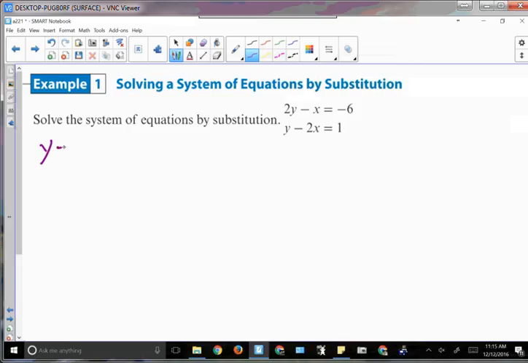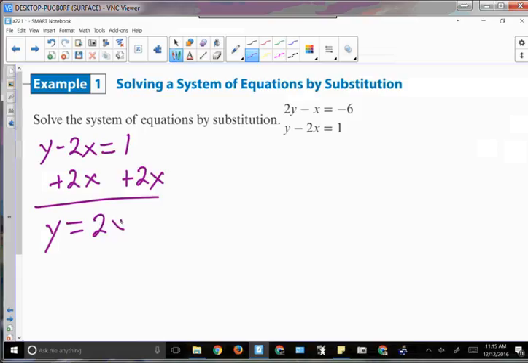So I got y minus 2x is equal to 1. Add 2x to both sides, and I end up with y is equal to 2x plus 1. Now, everybody always wants to think of that, oh, a variable should be equal to a number. Y is equal to 2x plus 1. What's y? 2x plus 1. Doesn't matter. That's just what it is.